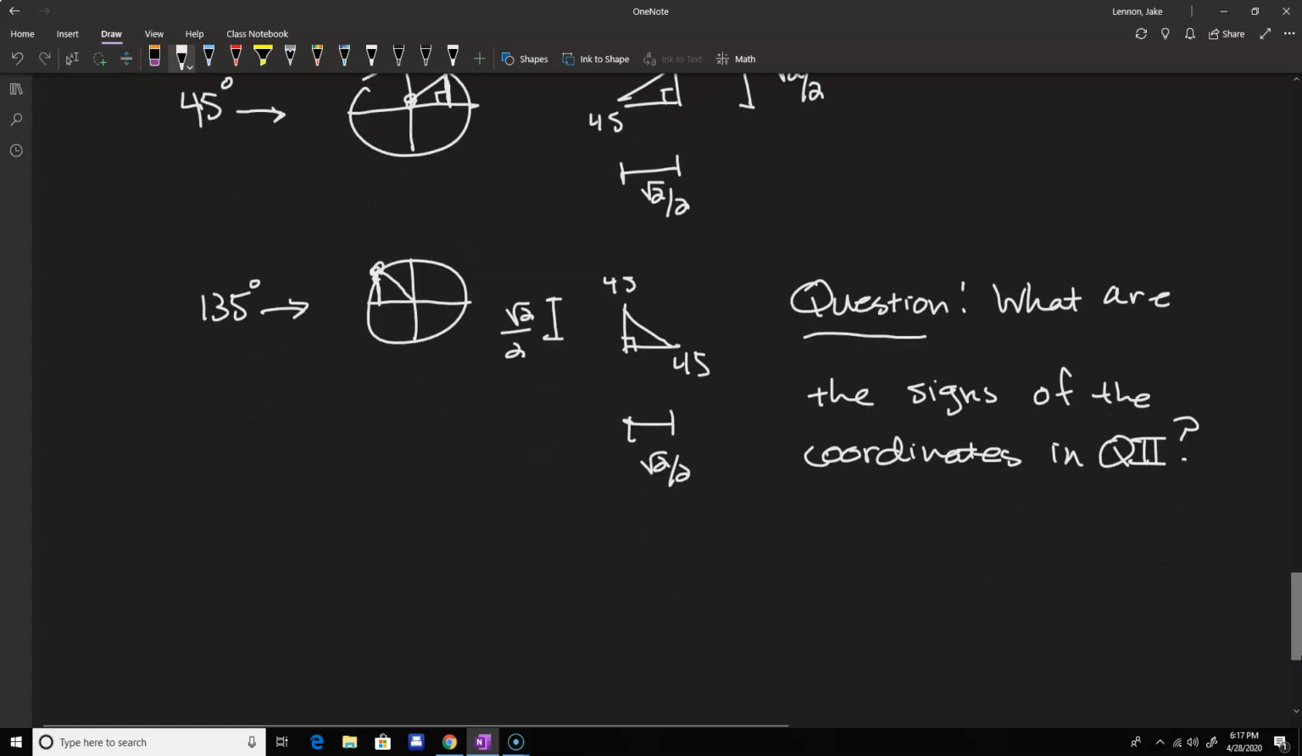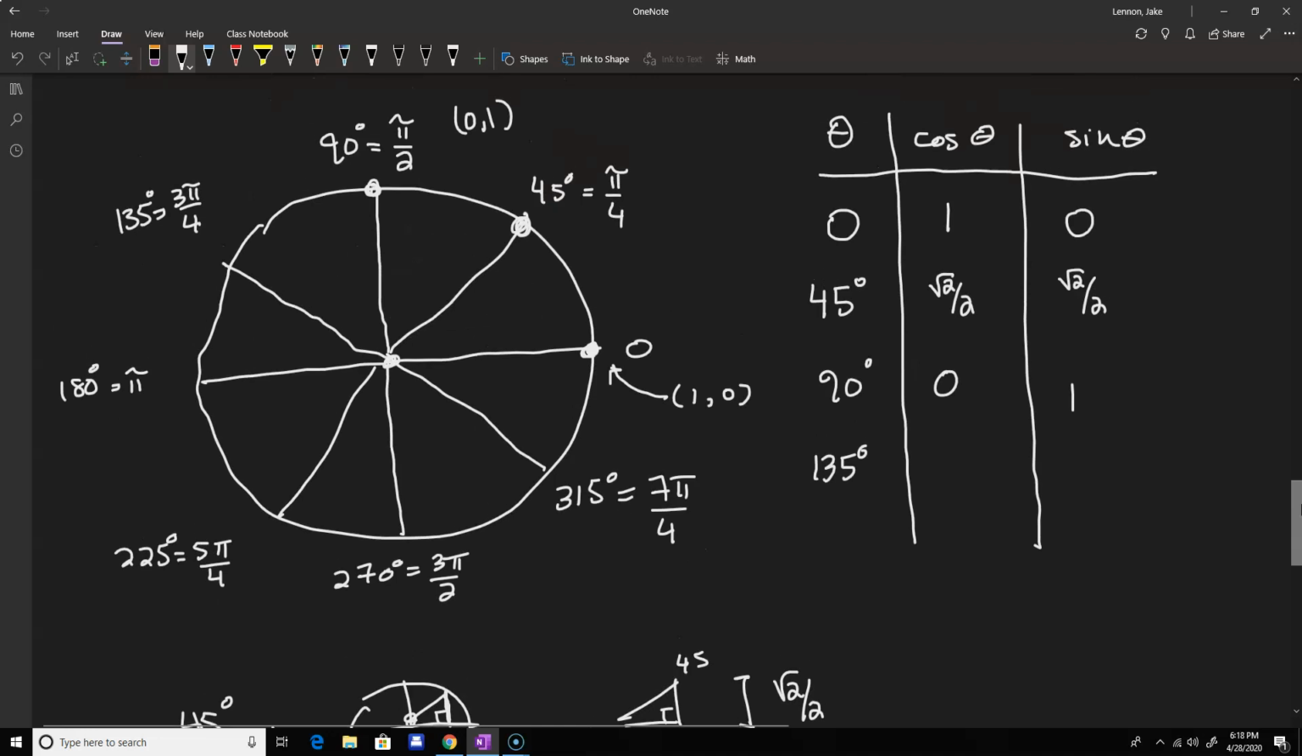So in quadrant 2, if you look at any xy pair, we know that the x coordinate must be negative because it's left of the y-axis, and the y coordinate must be positive because it's above the x-axis. So the cosine is not just going to be square root of 2 over 2 for 135, it's going to be negative square root 2 over 2. And the sine will be positive square root 2 over 2.